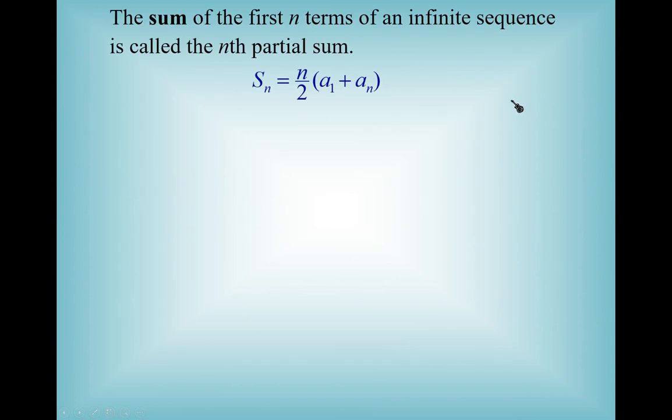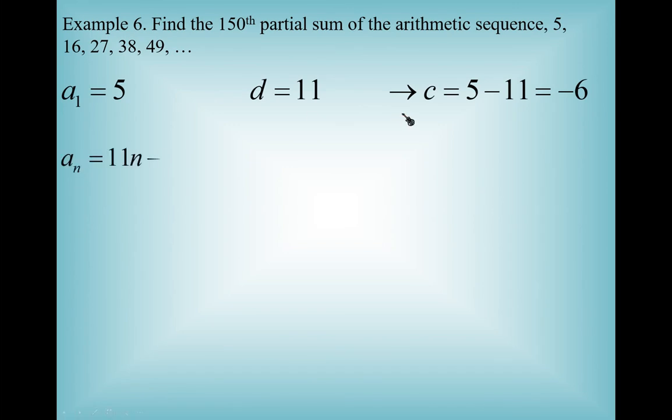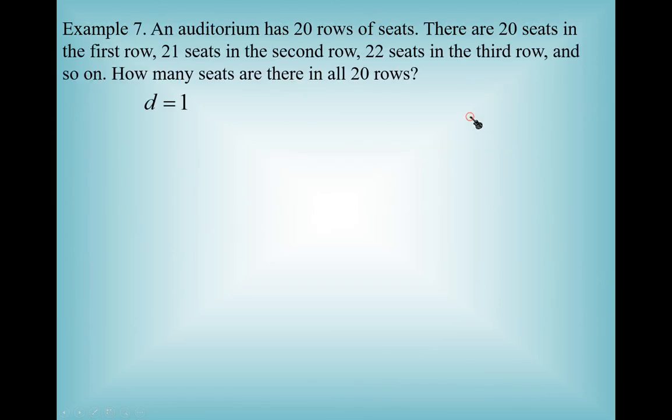The sum of the first n terms of an infinite sequence is called the nth partial sum. Example natin, find the 150th partial sum of the arithmetic sequence 5, 16, 27, 38, and 49, and so on. Tingnan natin mabuti kung paano sinubstitute sa formula. So ito pa, isa pang example.